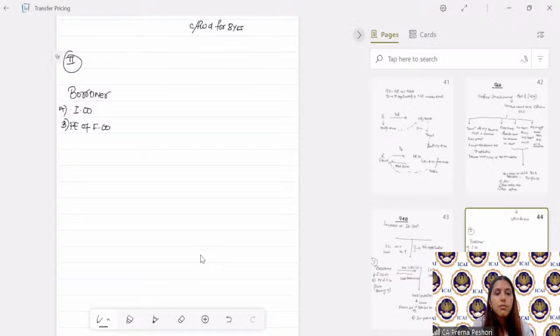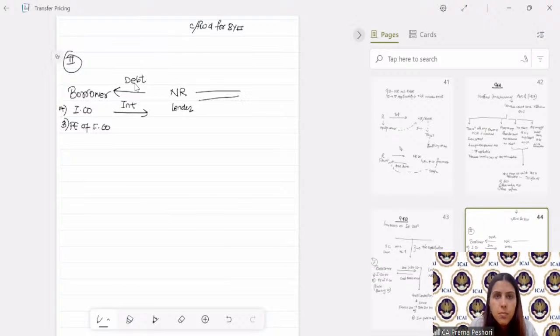So to understand it better, let me show you. So the borrower, as I said, is Indian company or a PE of foreign company, right? And this debt is borrowed from a non-resident lender to whom you are paying interest. Now this particular loan amount is guaranteed by the associated enterprise. Are we understanding?